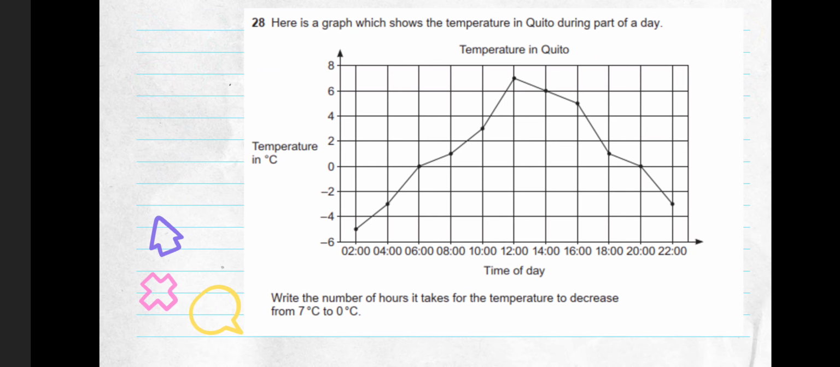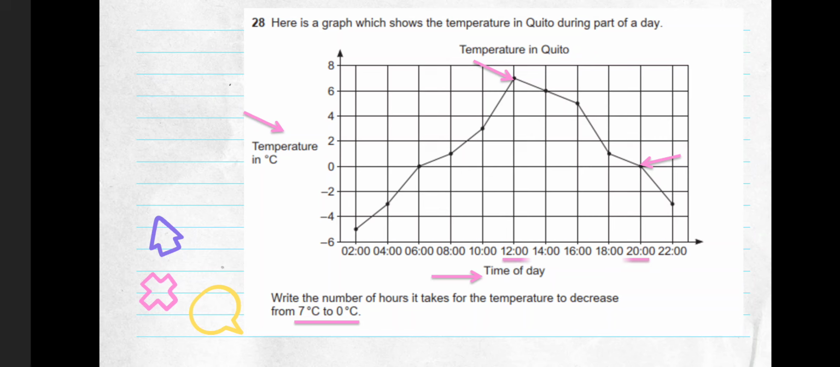We need to find the temperature in C, time of the day. Write the number of hours it takes for the temperature to decrease from 7 degrees to 0 degrees. What is 7 degrees? Here is temperature, we're talking about time of the day, from 7 to 0. Here, this one is 7, and this one is 0. Okay, we need to count how many hours.